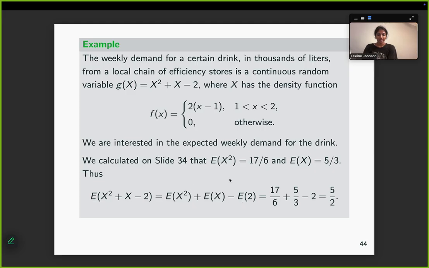And so we have our expected value of x squared here, so we can just plug that in. We have the expected value of x here, which is 5 over 3, and we can plug that in. And then the expected value of 2, when it's just a constant, is just 2, so we can plug in 2. And we can solve for that a lot more easily, and we get our answer, which is 5 over 2.